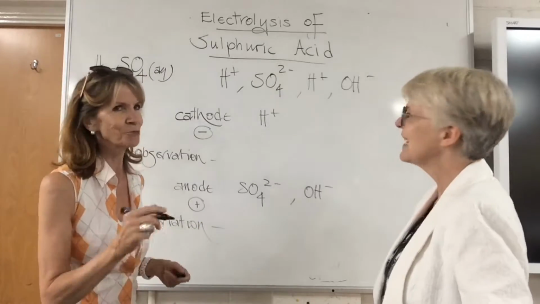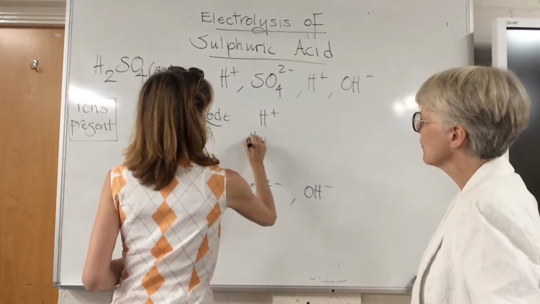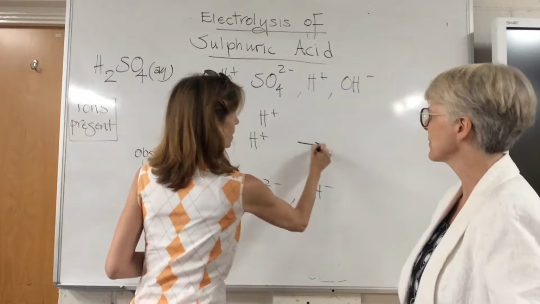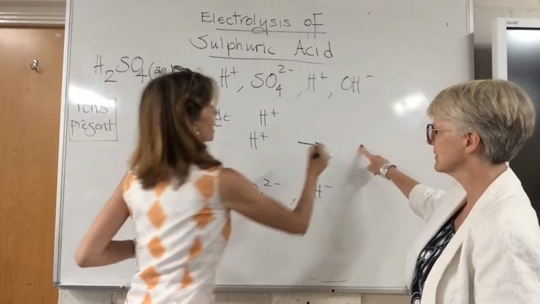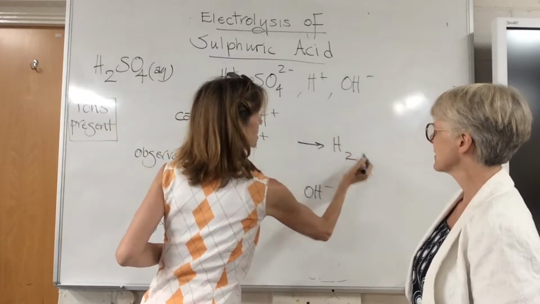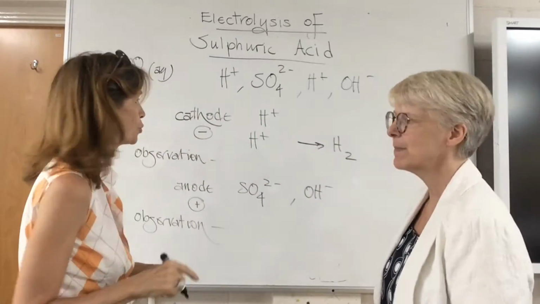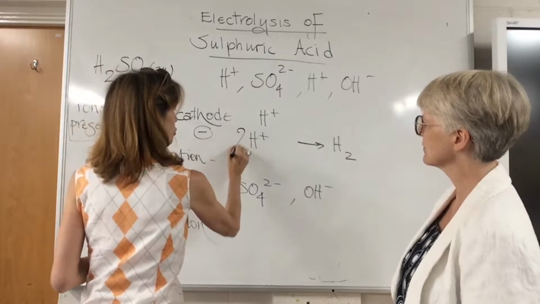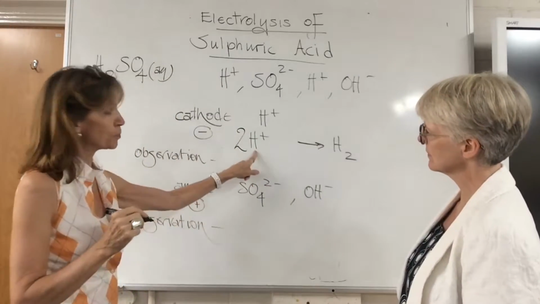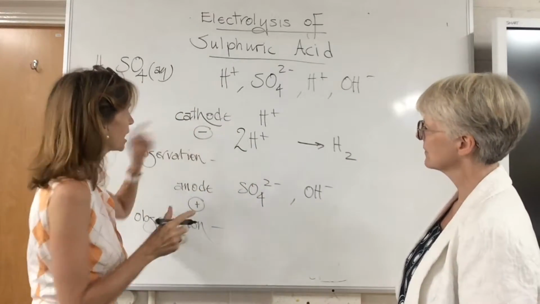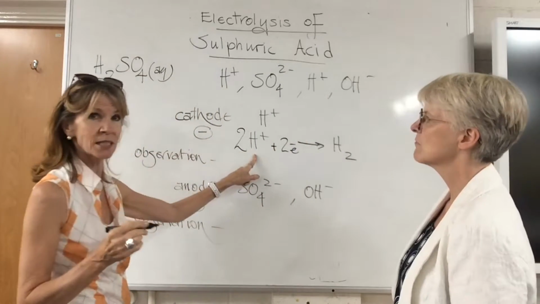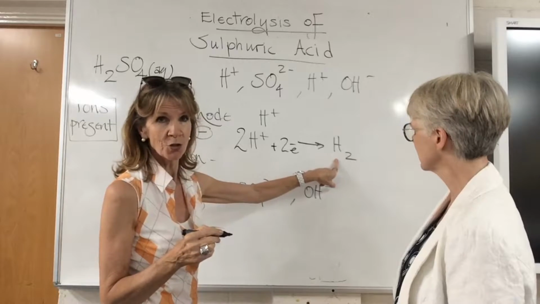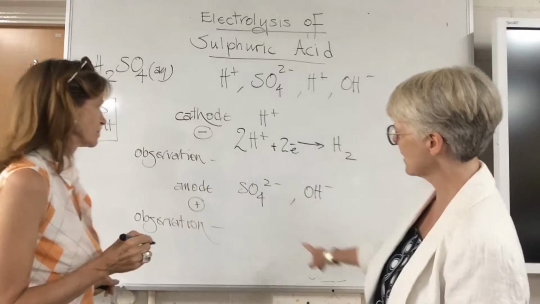Now, can you do the equation for what is happening at the cathode? Remember, hydrogen is a diatomic molecule, so we have to put in two hydrogens. So we've got 2H+, it gains 2 electrons from the cathode, which means your hydrogen ions have been reduced. Reduction is gain. To hydrogen gas.